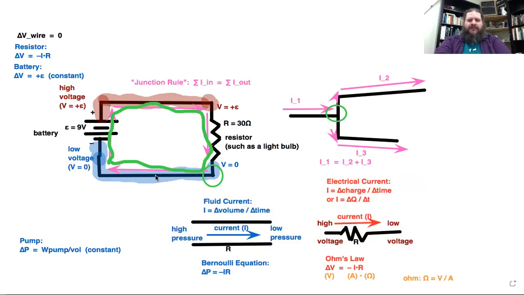Yeah, so that means our delta V for the loop will be delta V of that battery plus delta V for that resistor. And those changes have to add up to 0. We can always replace delta V of the battery with plus epsilon. And we can always replace delta V for the resistor with minus IR from Ohm's law. And we know epsilon, we know R. How would you solve for I here? How would you isolate current?